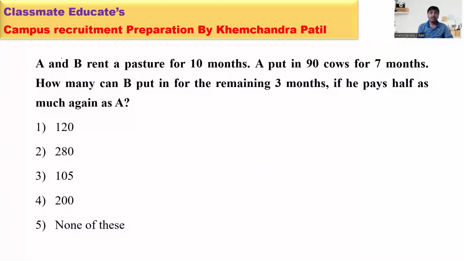This can also be solved with the help of the concepts of partnership. A and B rent a pasture for 10 months. A puts 90 cows for 7 months. And how many cows does B put in the remaining 3 months if he pays, that means B pays, half as much as A. Now, the rent paid by A to the rent of B is nothing but 2 to 1, because B paid half of the rent as A is paying.